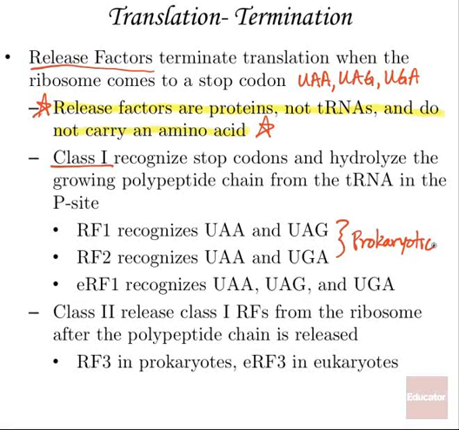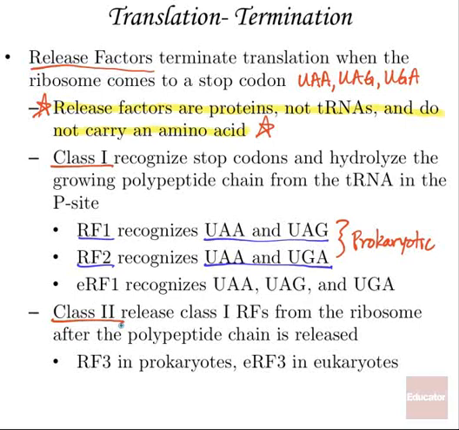release factors. Release factor 1 recognizes UAA and UAG. Release factor 2 recognizes UAA and UGA. All right? Eukaryotic release factor 1 will recognize all 3 stop codons. Okay? Now, class 2 release factors will help release class 1 release factors from the ribosome.